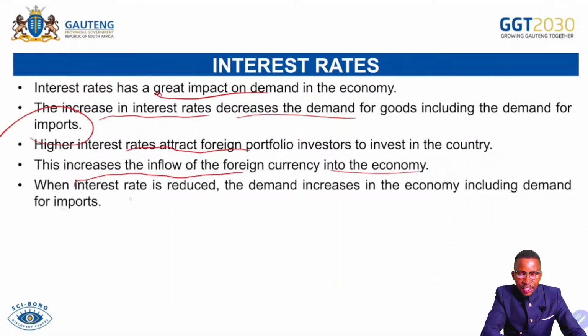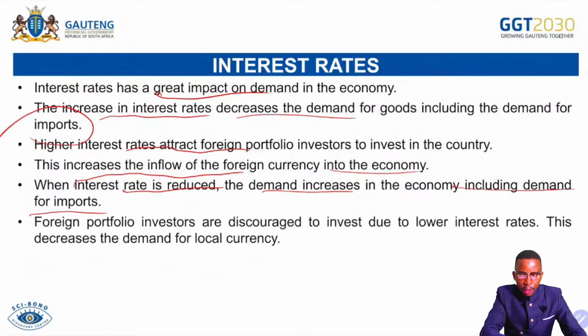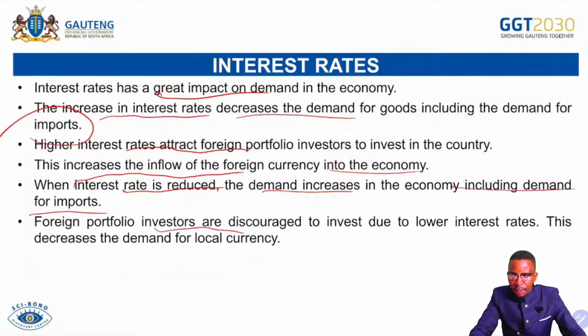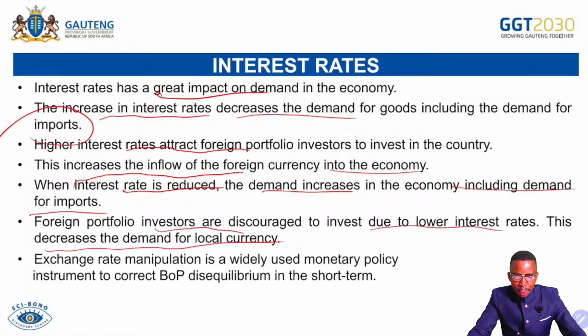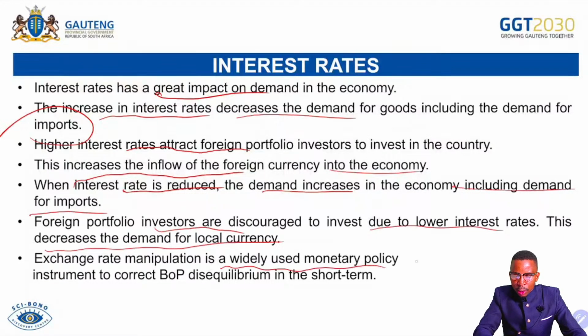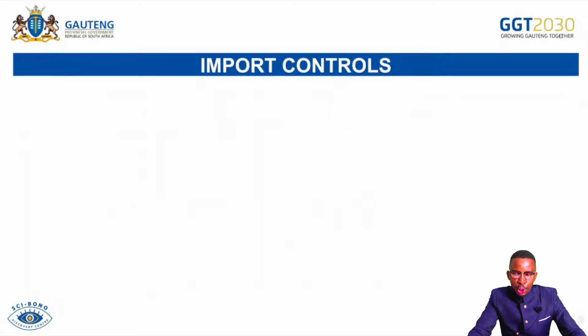Also, when interest rates are reduced, demand increases in the economy, including the demand for imported goods and services. Then foreign portfolio investors are discouraged from investing due to lower interest rates. This decreases the demand for the local currency. And then exchange rate manipulation is widely used as a monetary policy instrument to correct the BOP disequilibrium in the short term.